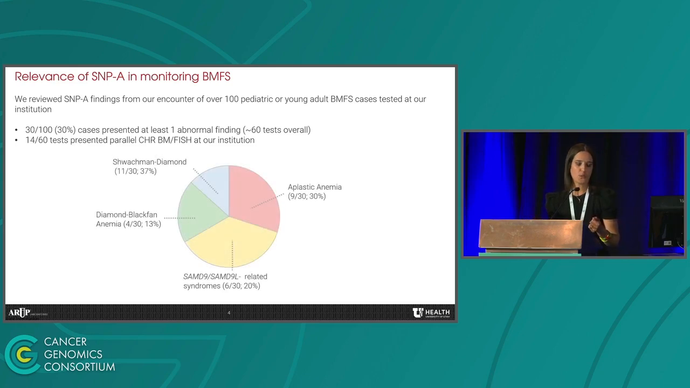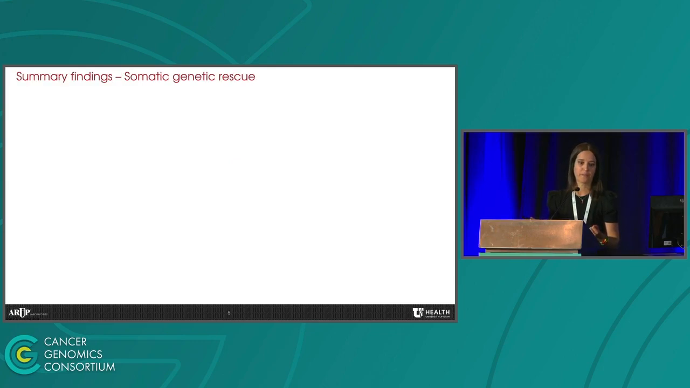Here I'm showing you a pie chart that shows the breakdown of abnormalities per condition. As you can see, Shwachman-Diamond syndrome is the condition that presented most of the abnormal findings, followed by aplastic anemia, SAMD9, SAMD9L related syndromes, and Diamond-Blackfan anemia. There was a slight male bias, and the median age for testing was 11 years old.